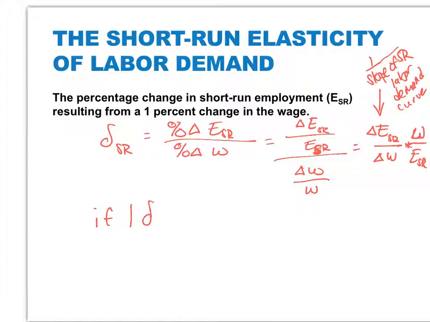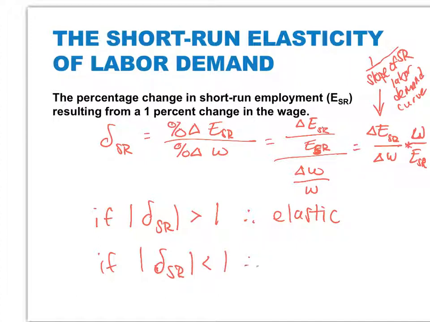And so if the absolute value of that short-run elasticity of demand for labor is greater than 1, then we say that in the short run, demand for labor is elastic, so very responsive to changes in the wage rate. And if instead it's less than 1, then we say that short-run demand for labor is inelastic. So quantity of labor demanded does not change very much in response to changes in the wage rate.